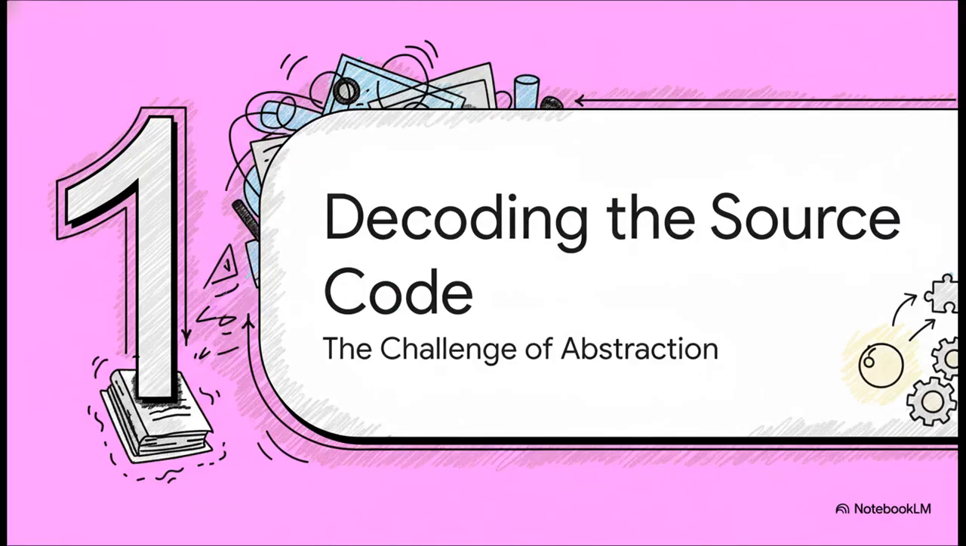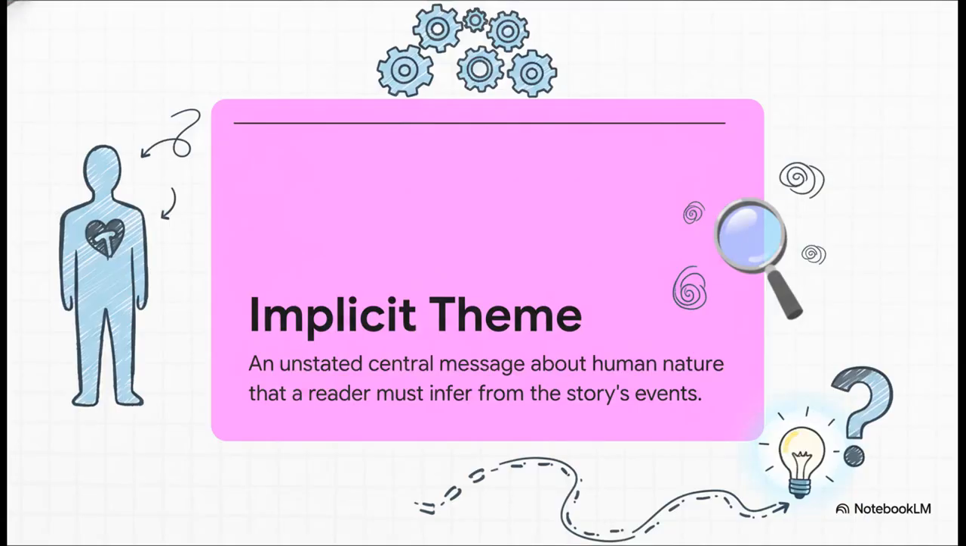Okay, so step one is always about facing the source material head-on. And honestly, the biggest hurdle is usually abstraction. The really important ideas, they're not just sitting there on the surface. They're buried deep inside the text. A perfect example is something called an implicit theme. This isn't a headline you can just pull out. No, it's an invisible message, an unstated idea about human nature that we as creators have to dig up and make visible. We have to figure it out from all the hints in the story before we can even begin to explain it to you.